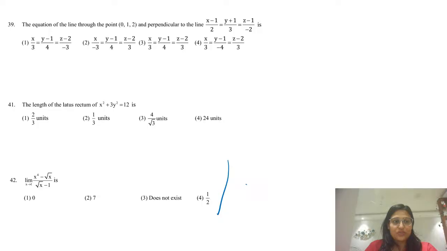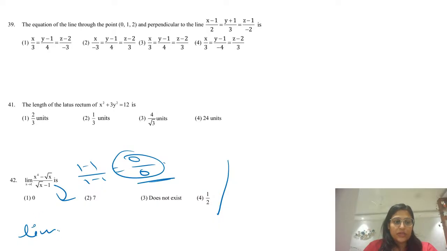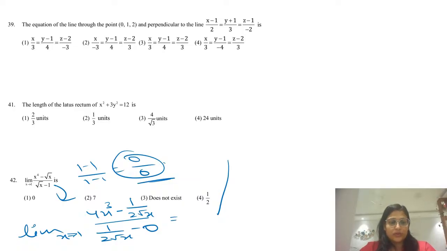One more question is left on the limit. Here I could see if I put the value of 1, as in 1 minus 1 divided by 1 minus 1, that is 0 by 0 form. So use the L'Hopital rule here. What does L'Hopital rule say? If it is 0 by 0 or infinity by infinity form, we differentiate this thing. So it is 1 by 2 root x minus 0. And here it is 4x cube minus 1 by 2 root x.